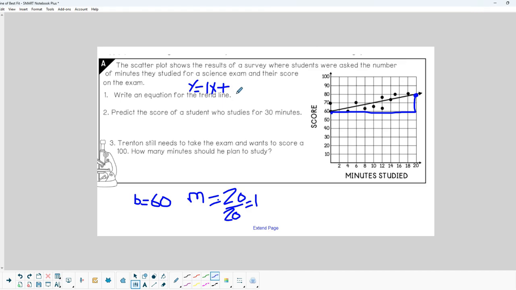plus 60. So based on what we know, whoever's taking this test should get a score of about 60 because of what they already know. So what kind of a score can we get if we study for 30 minutes? Well, we put in 30 for x, and 1 times 30 is 30, and 30 plus 60, the score we would already normally get because we already know it, our score is going to end up being 90.